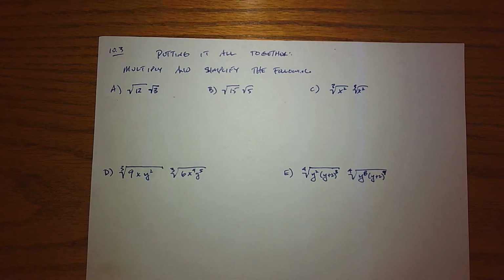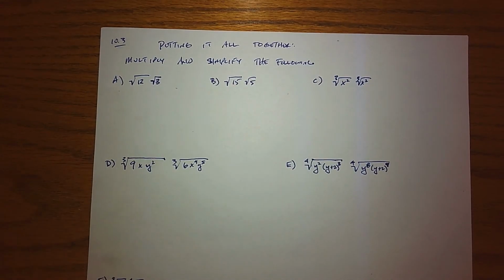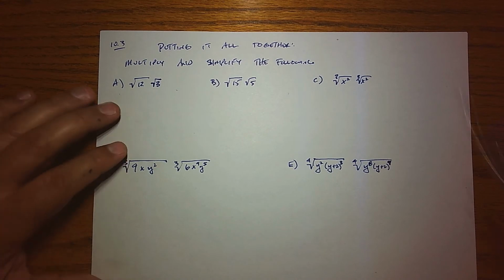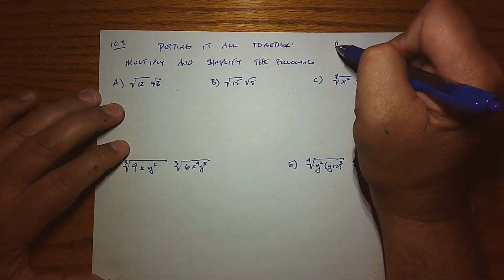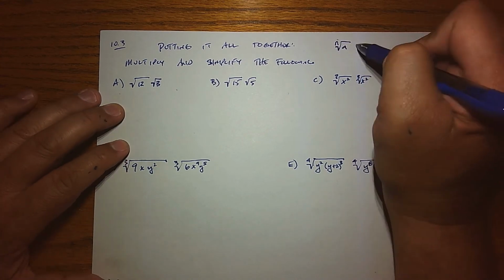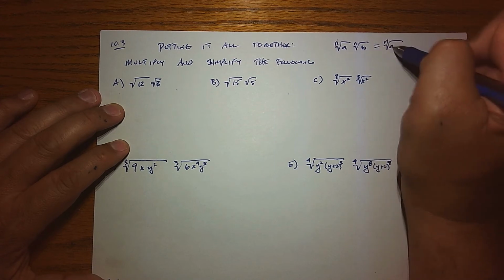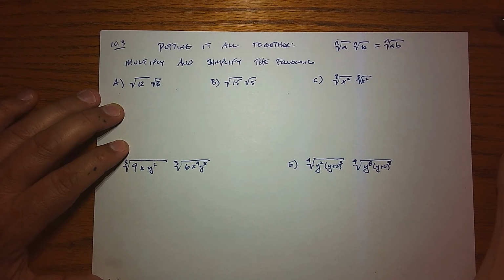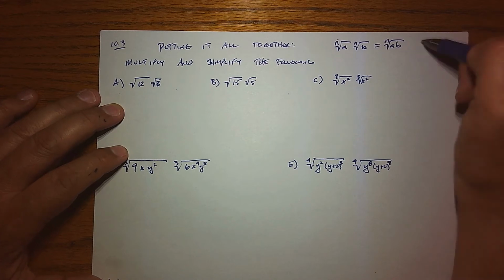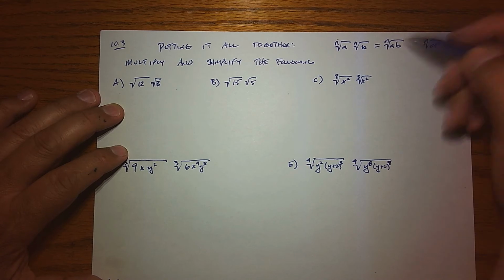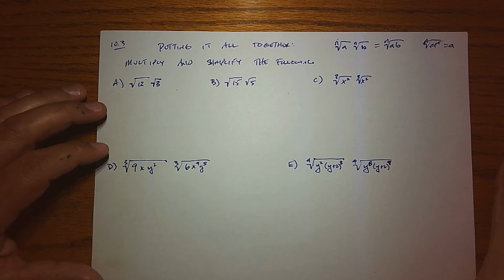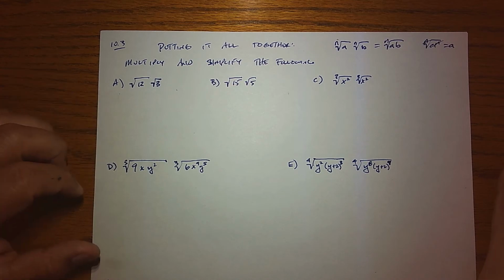Okay, so this will be the last video for 10.3. What we're basically going to do is put it all together. So again, keep in mind we have our multiplication rule, right? If I have the same index, I can put it all underneath one radical and multiply my radicands. Or when we have a power that matches the index, basically they cancel each other out and we're just left with a. So we're going to put that all together here in this example.